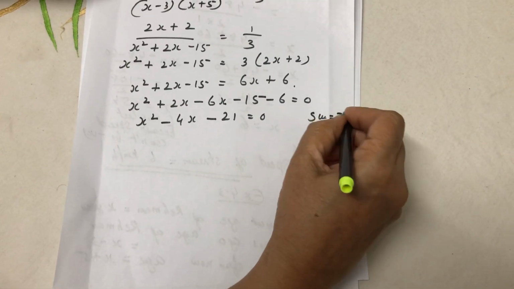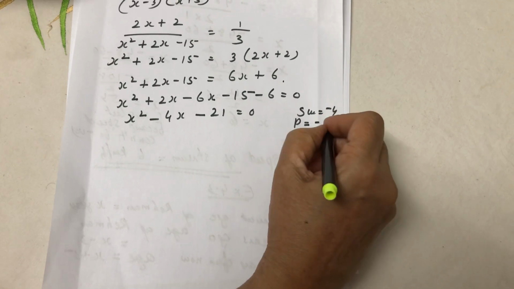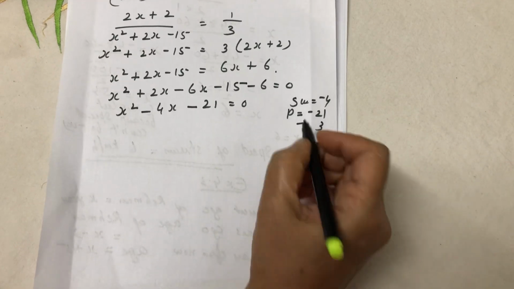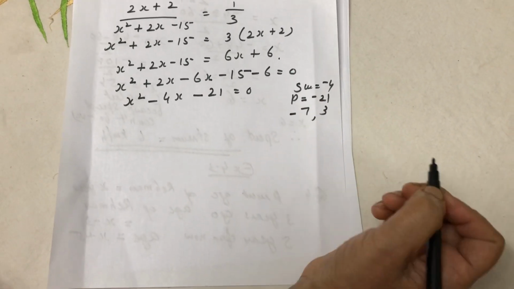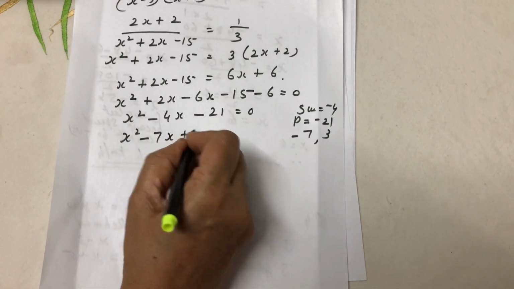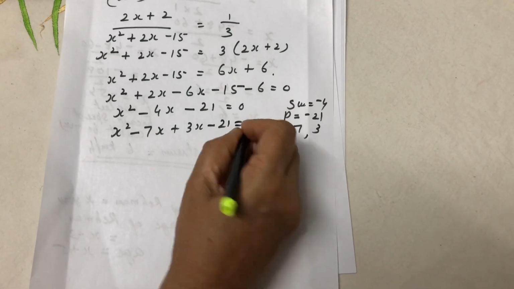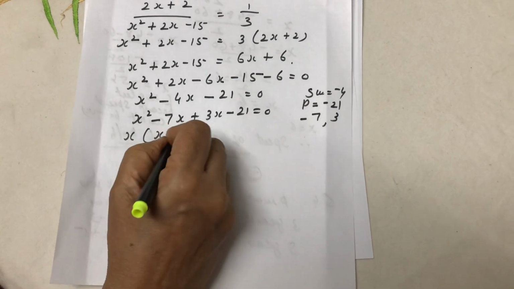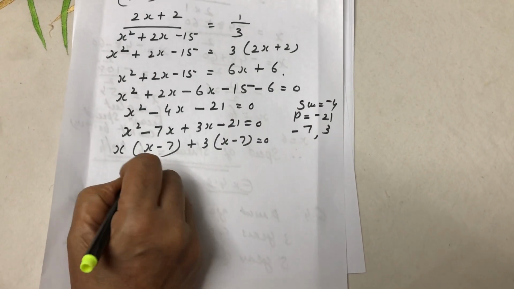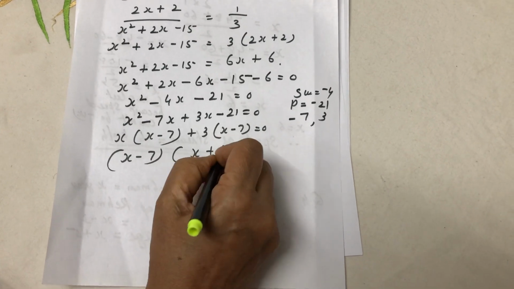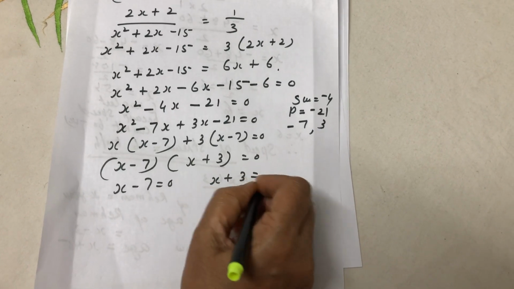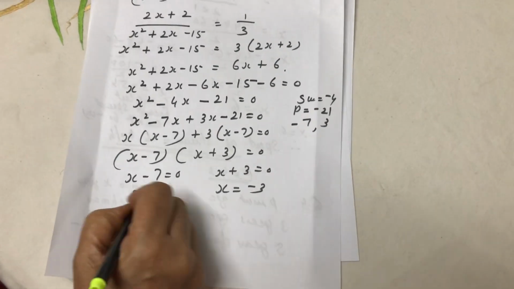Sum is minus 4. Product is minus 21. So you have to find out: 7 3s are 21. So sum is minus 4. This is minus 7 and plus 3. x squared minus 7x plus 3x minus 21 is 0. x into x minus 7, plus 3 into x minus 7 is 0. x minus 7 into x plus 3 is 0. Each one is 0. This is x is minus 3 and x is 7.